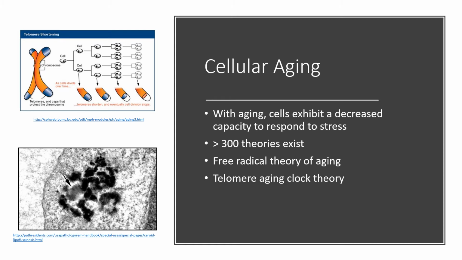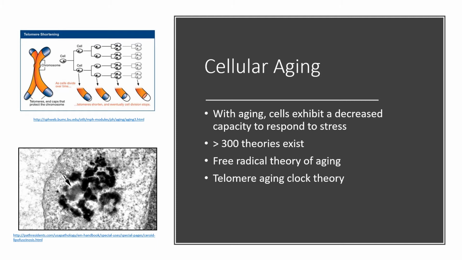And as long as the telomeres are dividing, the cells will remain healthy. But as the telomere division slows or reaches cellular senescence, the cells will also die slowly. And again, this is just a theory. And like you see on the slide here, there's over 300 theories that exist about why cellular aging occurs. So nobody really has the definitive answer.